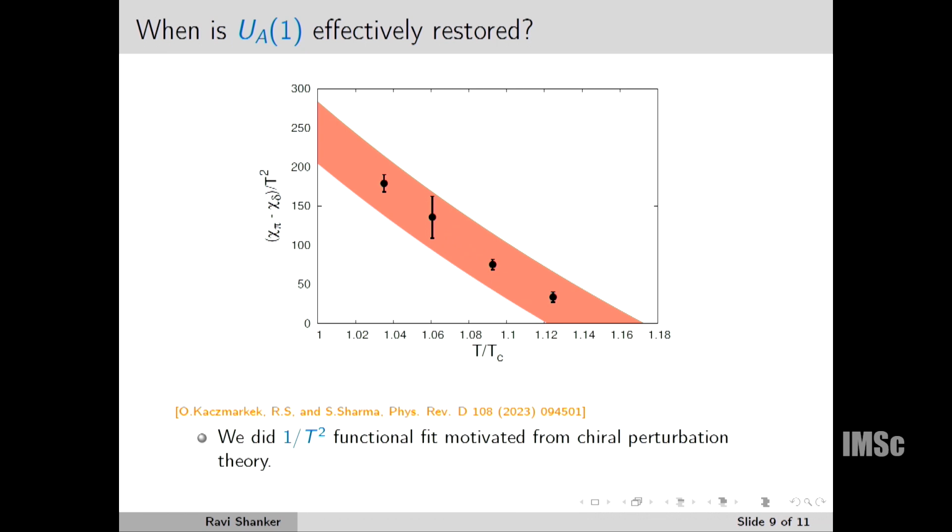These are the values of chi pi minus chi delta for all the 4 different temperatures from the earlier slide. Next we do a 1 by T square functional fit, which is motivated by chiral perturbation theory. We try to figure out the temperature where the value of chi pi minus chi delta goes to 0. We estimated that the temperature is roughly around 1.14 Tc, after which the UA1 will get restored.